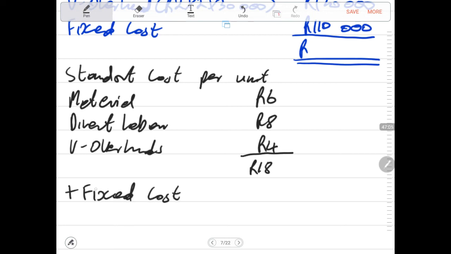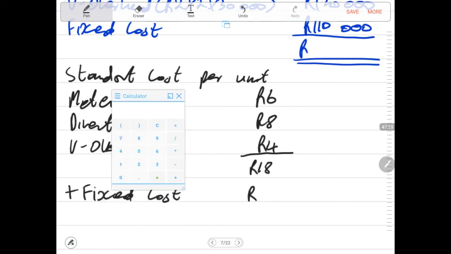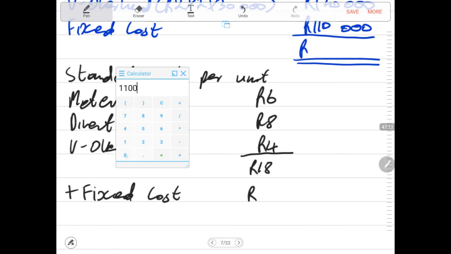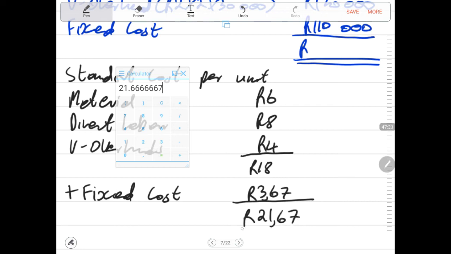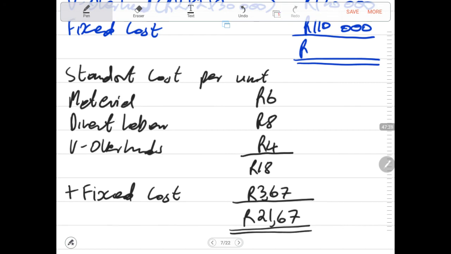Plus fixed cost. And our standard fixed cost will be calculated at 110,000 rands divided by 30,000 units. That means this will be 3 rand 67 cents. This will be the amount of the fixed cost per unit. So now it will be plus 18 rand, and this will give us 21 rand 67 cents. So this will be our standard cost, including also the fixed portion.